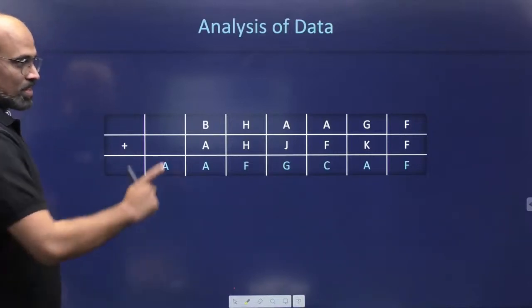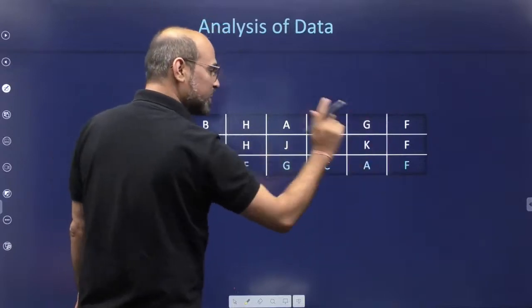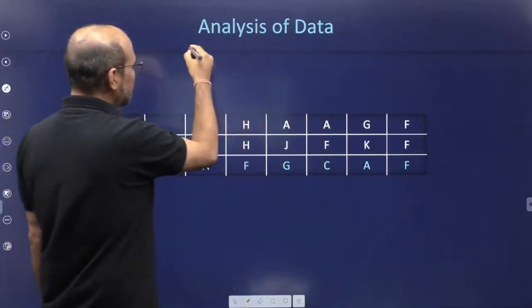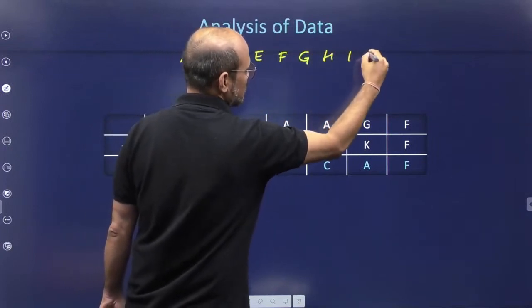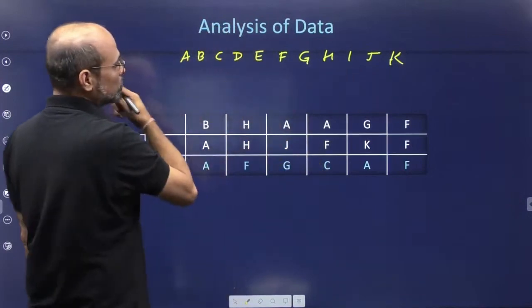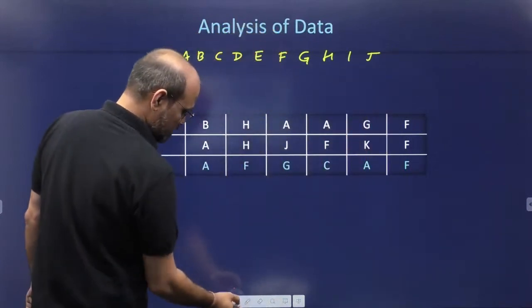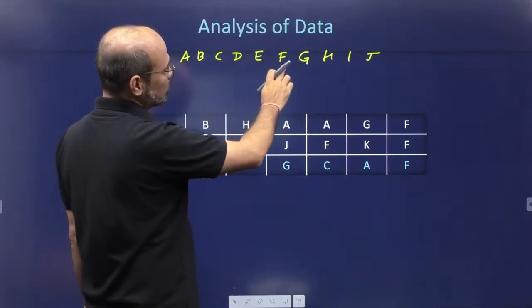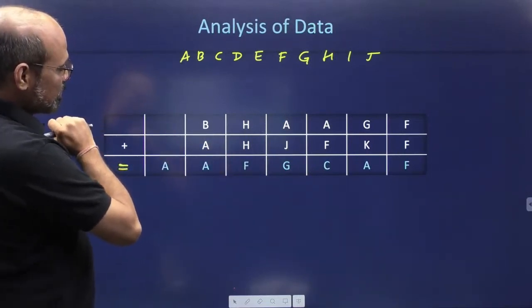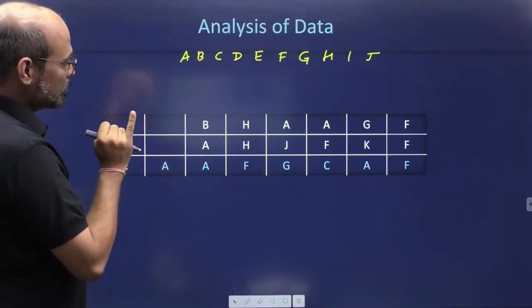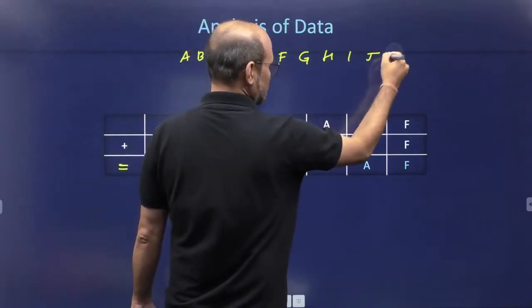Okay, so let's start from the rightmost side. If you look at this particular column, we have F plus F should result in an F, right? And I will be writing down the letters A, B, C, D, E, F, G, H, I, J, K, right? So it's not going to be K. So 0 to 9 is what we need, right? So we have A here, B, C, D is missing, E is missing, F, G, H, I is missing, J, K. So K is also here, right?